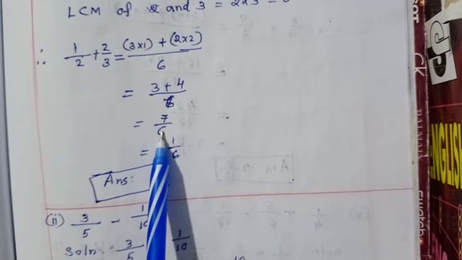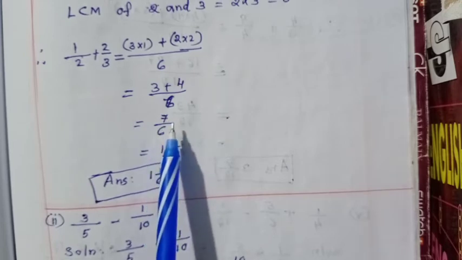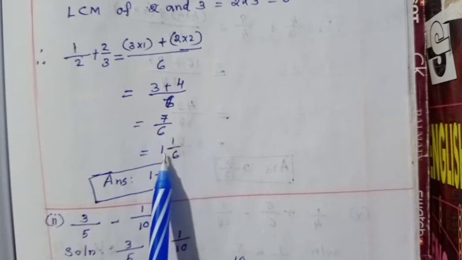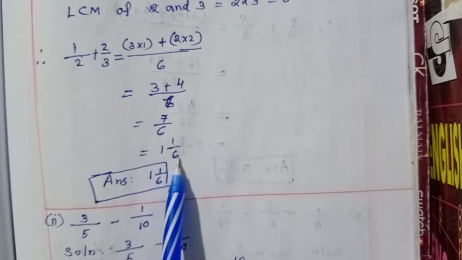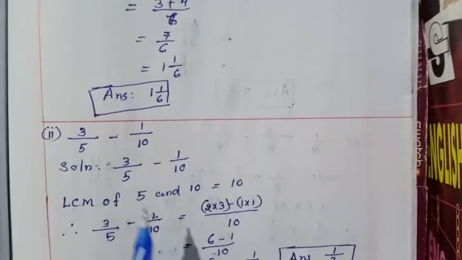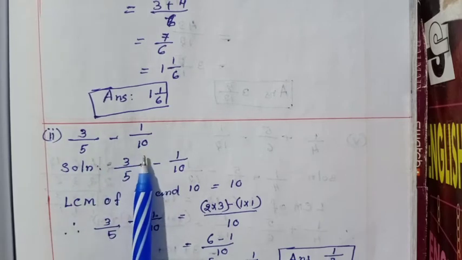7 by 6 is an improper fraction. Numerator is bigger than the denominator, so we have to divide, and the answer is 1 and 1 by 6, the mixed fraction, simplified answer. Okay, then second question, 3 by 5 minus 1 by 10.